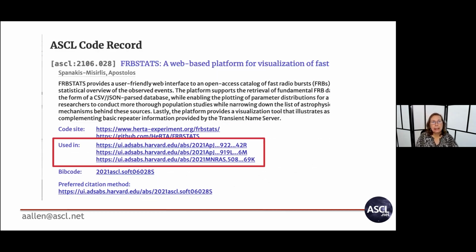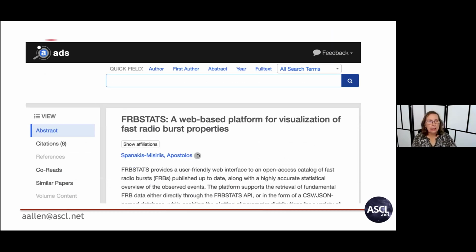Notice that the ASCL record also includes links to papers in which the code is described and or used. This particular entry has only used in. There's no code description paper for this particular software package. That's important because ADS picks up that information. You also get a record in ADS for your software. You also get a record in other indexers, but I'm concentrating on ADS because we all use it.